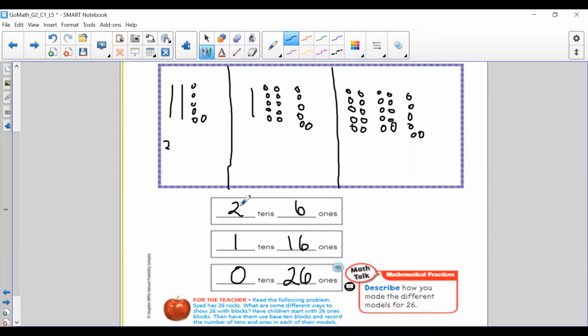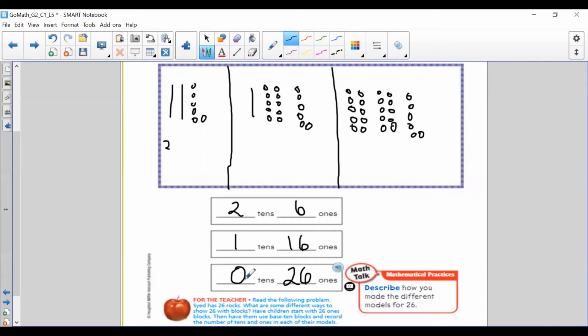Okay, so you see in our first model, we showed the most tens that we could show was 2, and the least amount of ones was 6. And in the second, the tens went down by 1, and the ones went up by 10 because we took one of the tens and put it over to the ones. And then we took that 10 away, and it goes to 0 and 26.